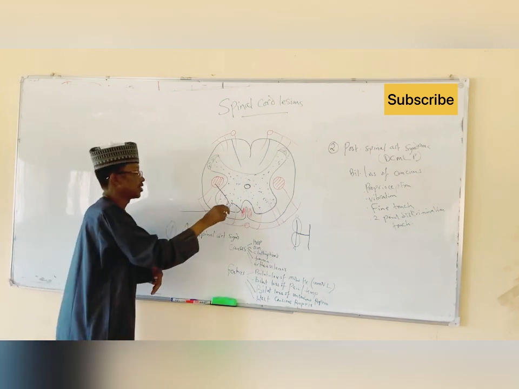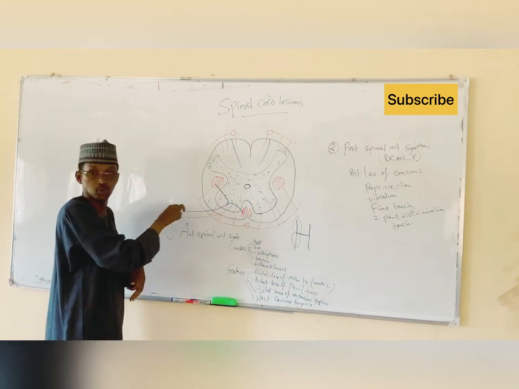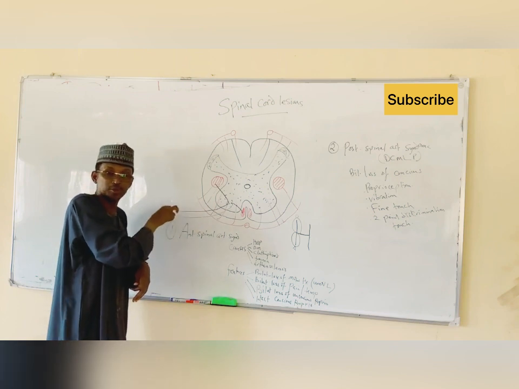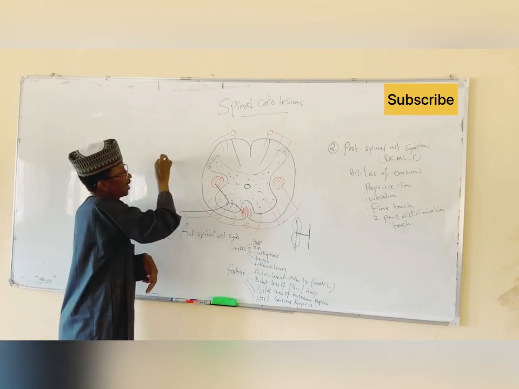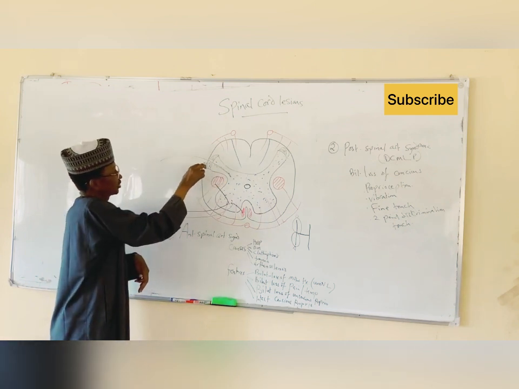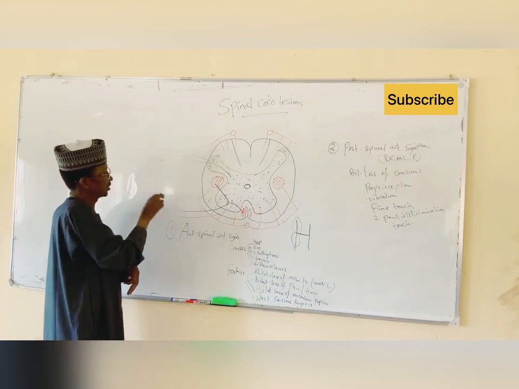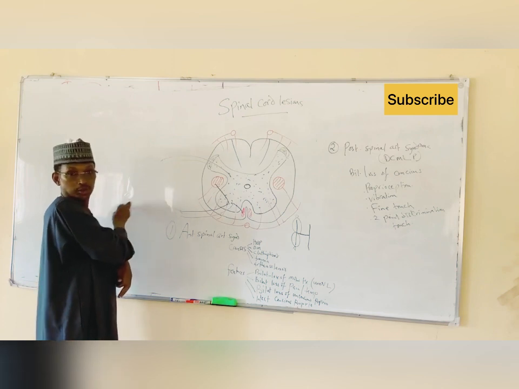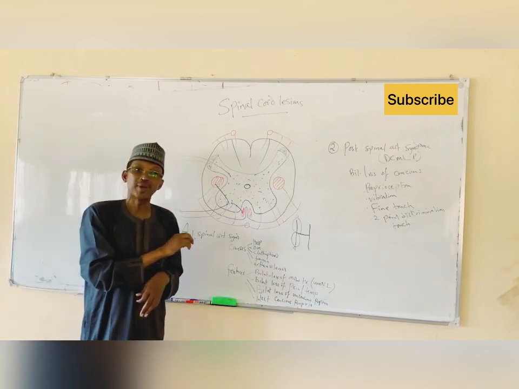Are you clear? So now you have the motor part of the spinal nerve. Here posteriorly, you have your sensation coming into the posterior horn. So the spinal nerve is the combination of both sensory and motor. So they now form a single spinal nerve.